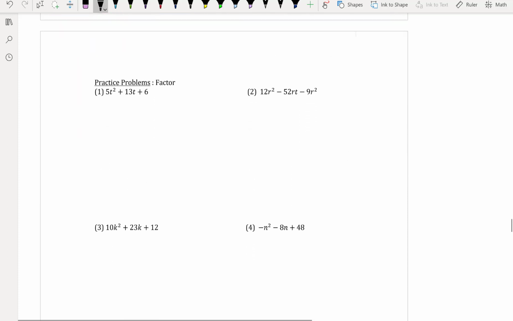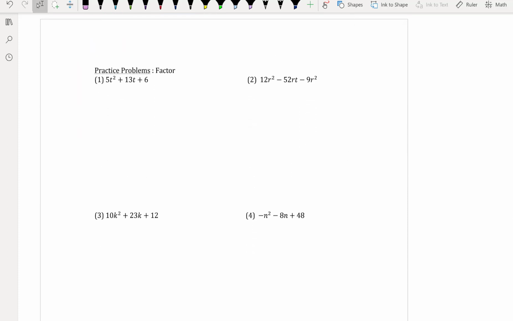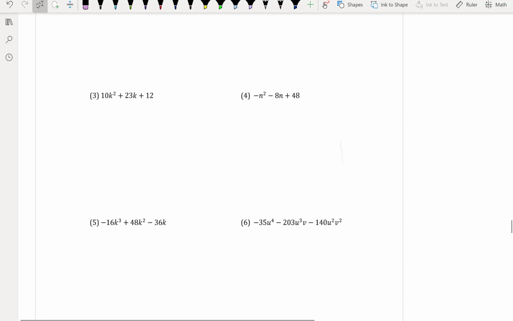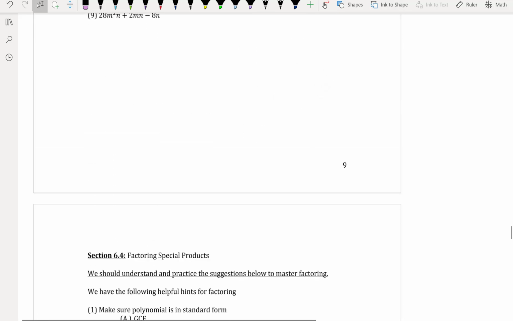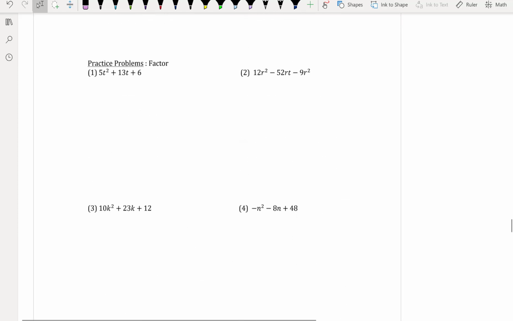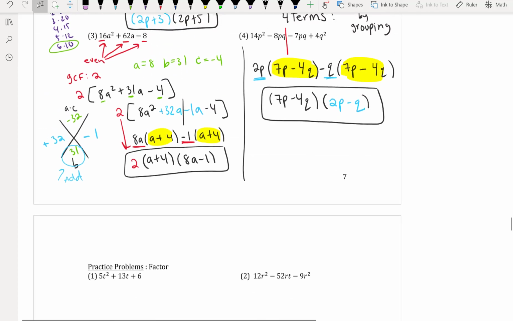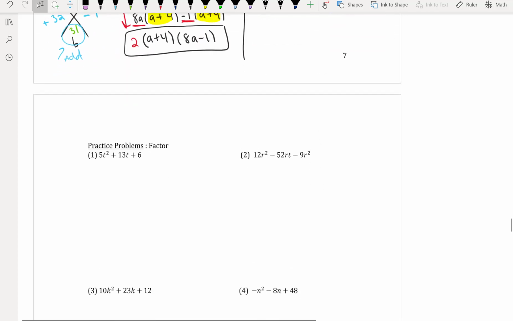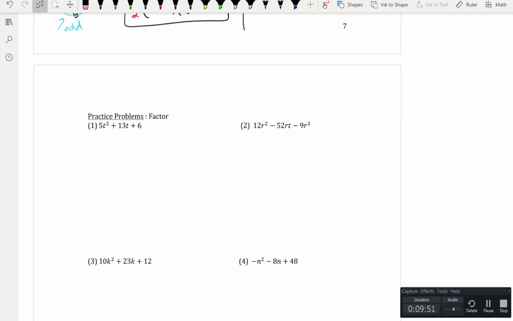So whether you do the AC method or whether you do the guess and check, we have some practice problems for you guys to go ahead and practice. So we have problems 1 through 9, it looks like. So you're not going to get any better by just watching me do all of these problems. So it's up to you to press pause on your computer and try to do these problems by yourself. So press pause.